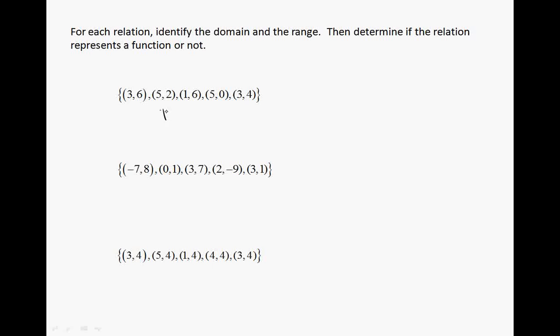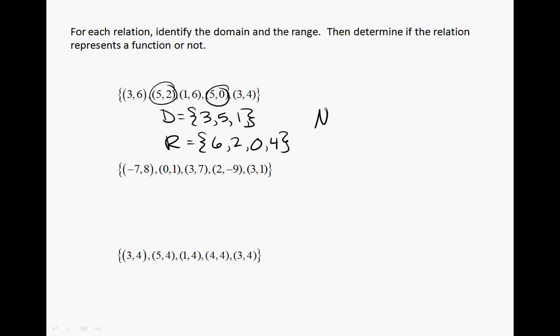Okay, so for problem 1, the domain is 3, 5, 1, 5, and 3. The range is 6, 2, 6, 0, and 4. And actually, I rewrote 6. I didn't need to, so I'm just going to erase it and make this a little shorter. Okay, the domain value 5 is paired with both 2 and 0, so this is not a function.